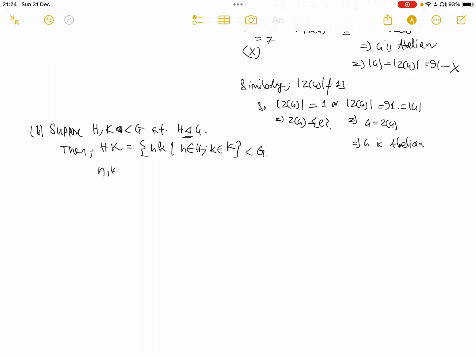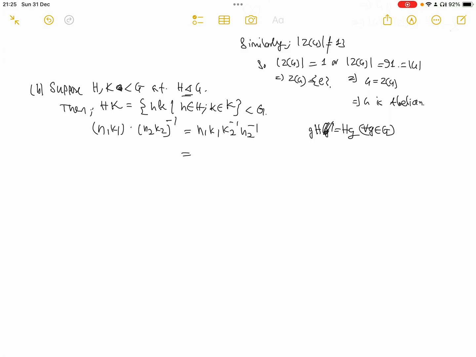So let's see. What you need is, you take two elements, this and this, and you show that this is in HK. So we get like this. And now we will use the property that H is a normal subgroup. So H is normal means gHg inverse is H for all g in G, or you can write it like this. So we'll try to use this property. We somehow need to rearrange this element to write it as some element from H times some element from K, right? That is what you need to show in order to show that HK is a subgroup.